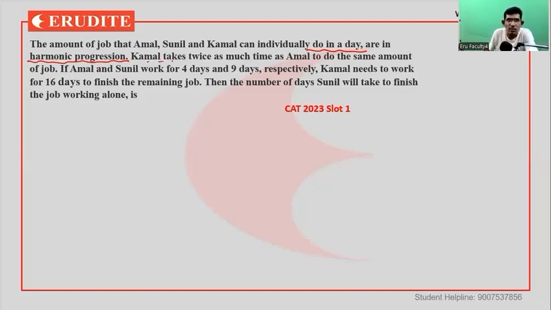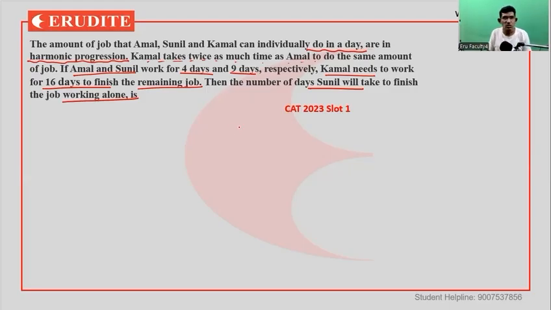Then it says Kamal takes twice as much time as Amal to do the certain work. If Amal and Sunil work for 4 days and 9 days respectively, and Kamal needs to work 16 days to finish the remaining job, then find the number of days Sunil will take to finish the job working alone.